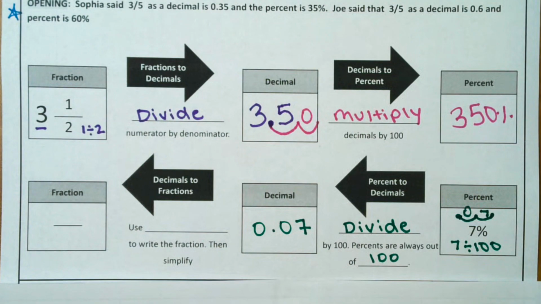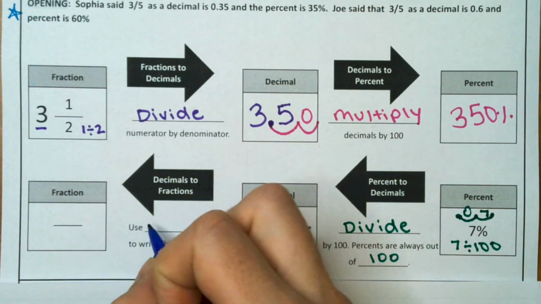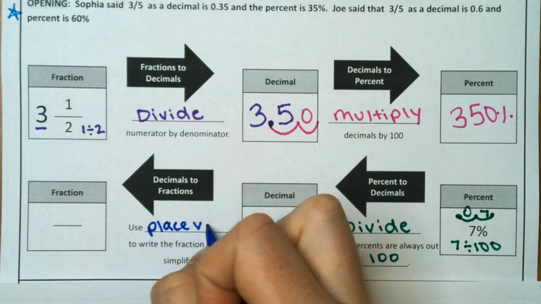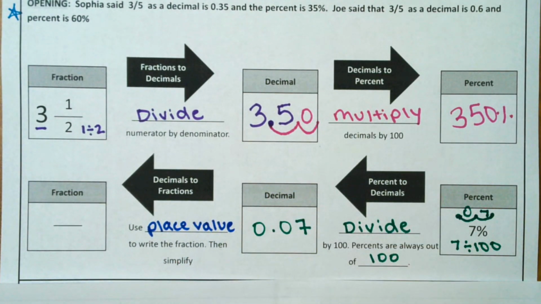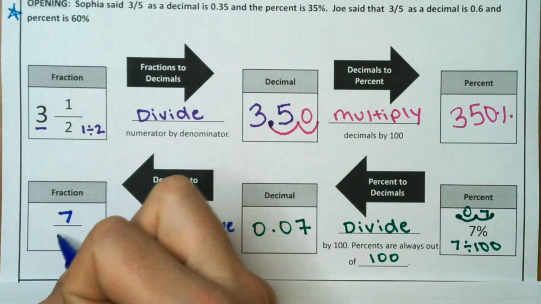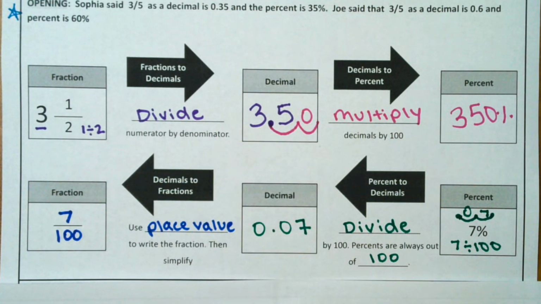All right, our last conversion is we can use place value to write our fraction. So the way I would say this out loud, because I know the first number to the right of my decimal is my tenths place, the second number is my hundredths place, is 7 hundredths. And there's a place value chart at the bottom of this page as well. Let's go ahead and take a look at examples number 1 and 2. Make sure you have this down.